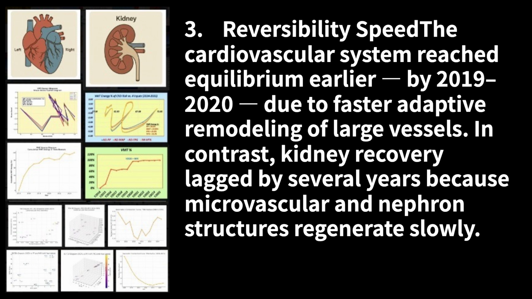3. Reversibility speed. The cardiovascular system reached equilibrium earlier, from 2019 to 2020, due to faster adaptive remodeling of large vessels. In contrast, kidney recovery lagged by several years, because microvascular and nephron structures regenerate slowly.